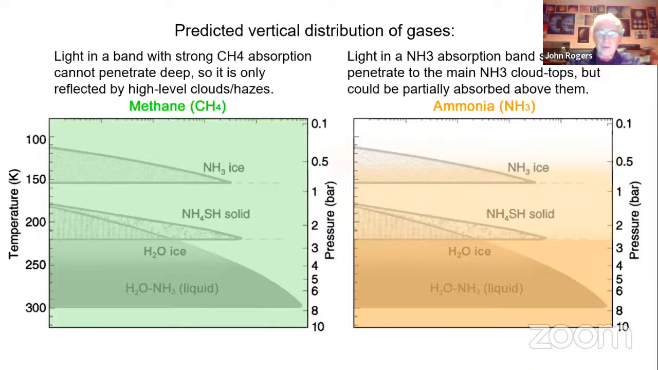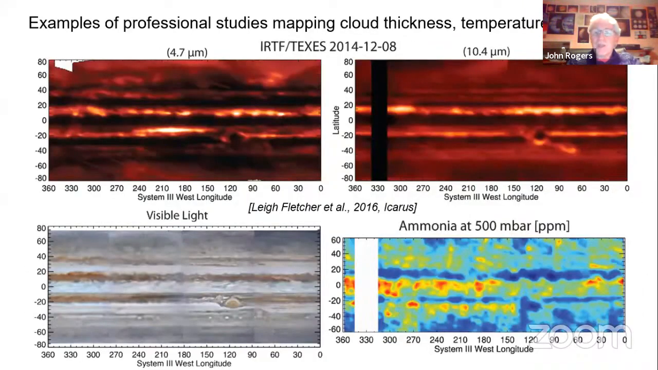And now professionals, of course, have also made studies in these wave bands. I'm just going to show you a glimpse of those. But we must say that these also are quite uncertain in their conclusions, because it's very difficult to separate ammonia from temperature, cloud thickness, and so on. This is just a snapshot of some maps of the planet published by Dr. Lee Fletcher and his colleagues.